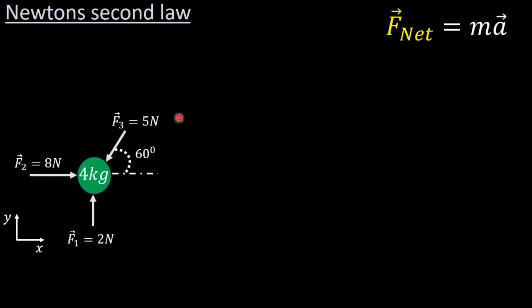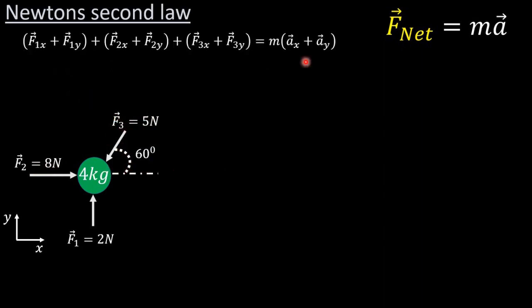So let's have a look at an example of this. So you can see I've got a 4 kilogram mass here, and I've got 3 forces acting on that. So I've got force 1, which is 2 newtons, force 2, which is 8 newtons, and force 3, which is 5 newtons. And force 3 has an angle of 60 degrees to the horizontal. So let's apply that equation we had.